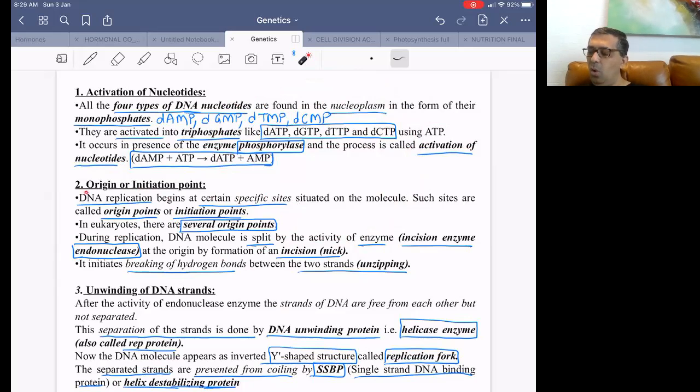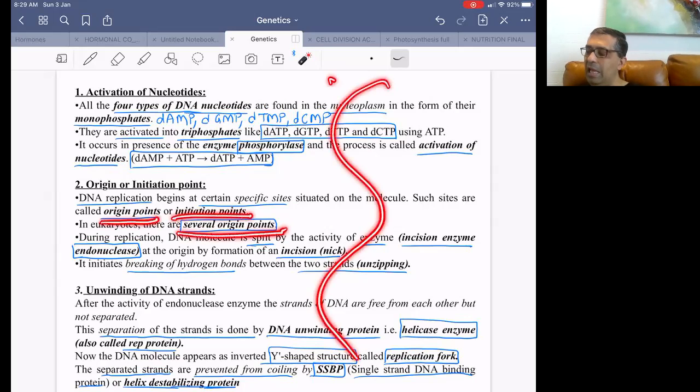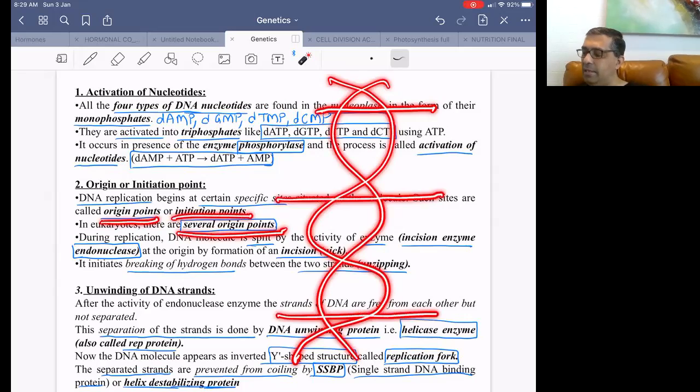Then origin or initiation points. DNA replication begins at certain specific sites, which are called origin points or initiation points. There are several origin points. So this is DNA, and DNA replication begins at multiple points, and those multiple points are called origin points, which are also called initiation points.